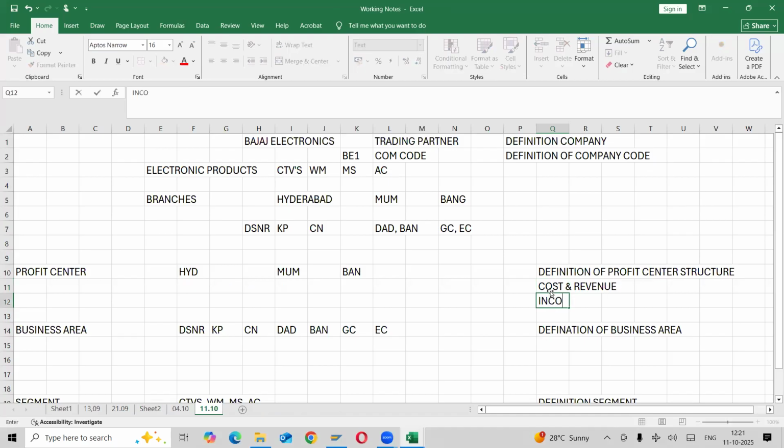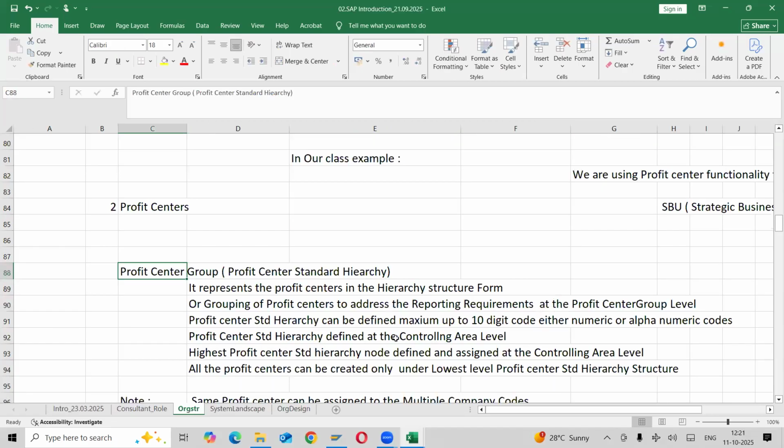Income and expense, as you call it in finance, income and expenses. Clear? It represents the profit center, and it represents the hierarchy structure. There will be some structure, which we will discuss in later sessions, or grouping of profit centers to address the reporting requirement at the profit center group level.